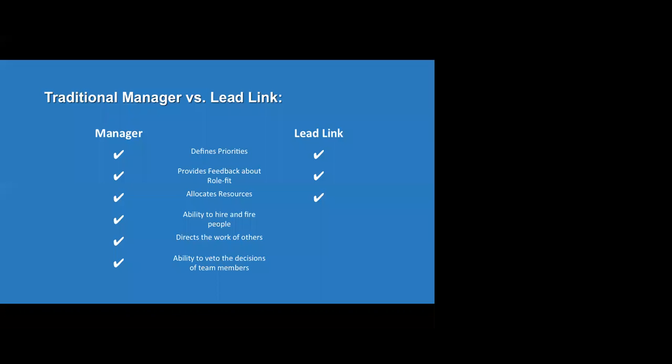But of course, you'll notice there that the lead link shares those first three. Lead link also defines priorities, provides feedback about role fit, allocates resources, but actually has no authority whatsoever about hiring and firing of people from the organization. They have some authority about who may fill a given role within their circle, but the fact that you leave a role within a circle doesn't mean you're fired. You may have plenty of other roles in other circles, right? So the lead link has no authority over the people and their agreements or relationship with the organization itself. Further, while the lead link may define priorities, the lead link has no authority to direct the work of others. So in Holacracy, a lead link may say, this project is more important than this project, or this project is your highest priority.